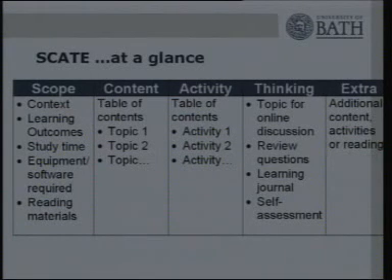So the model that I'm presenting you today is called SCATE. It stands for Scope, Content, Activity, Thinking, and Extra. And it looks pretty simple as it is in its 5 columns there. And you'll see underneath that each column covers a number of things. So scope will tell the student a little bit about the context, about the big picture of what they're learning. It's going to inform them about the learning outcomes. It's going to tell them how long it will take them to actually go through this unit of study, the equipment, the software they might need with them at the time of study, any essential reading materials.